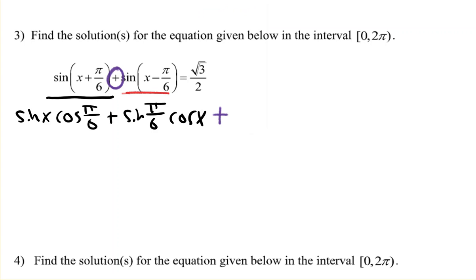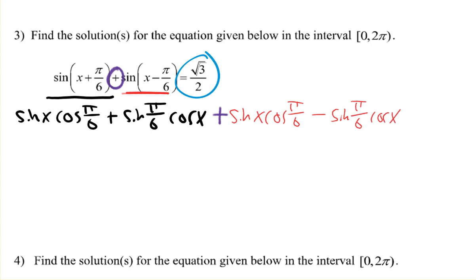Okay, and then I've got another one of our new formulas. I had to use it twice. This is the difference for sine. So sine of the first, cosine of the second. Keep the sign the same. Sine of the second, cosine of the first. And in the end, that stuff's supposed to be equal to the square root of 3 over 2. So at first glance, it looks like we made the question more complicated, not less complicated.